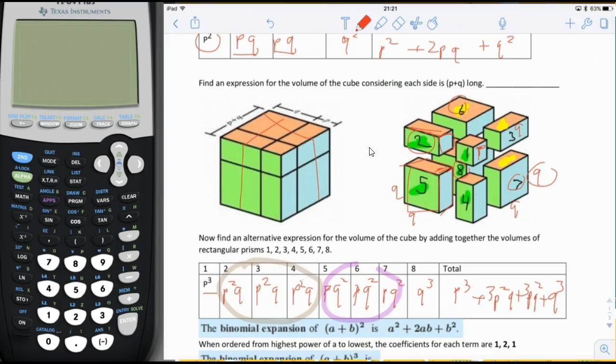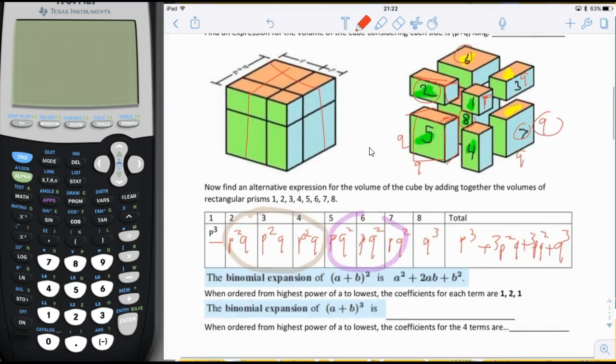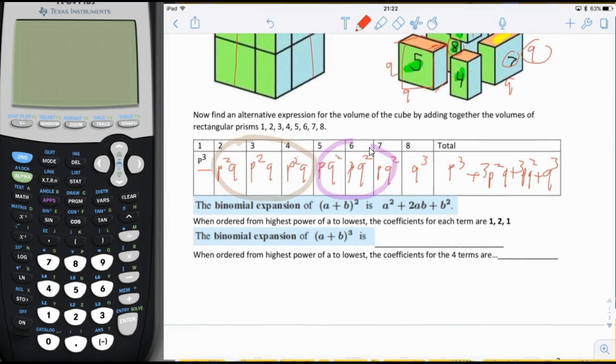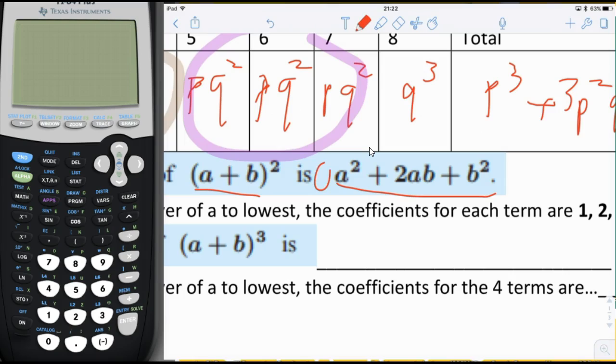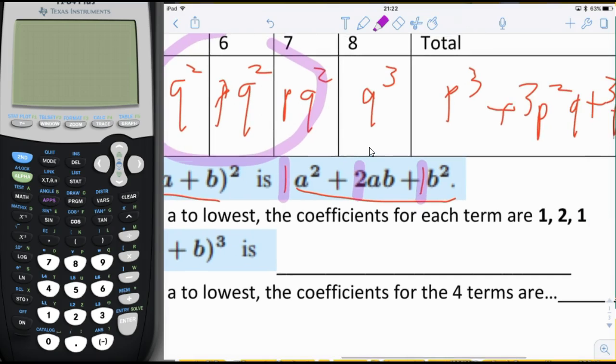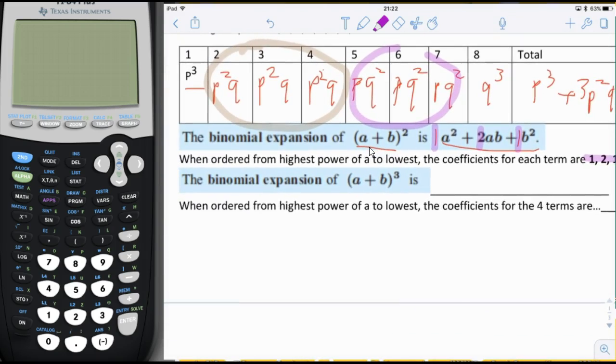The binomial expansion of a plus b squared is a squared plus 2ab plus b squared. Do you see how the coefficients here, and you may not be able to see the coefficients because there is no coefficient here. There is no coefficient here. But remember that when there is no coefficient, that means the coefficient is 1. So the coefficients we have here are 1, 2, 1. Those are the coefficients for a plus b squared.